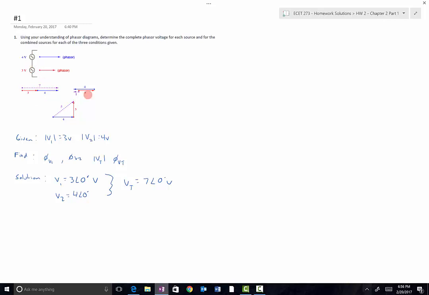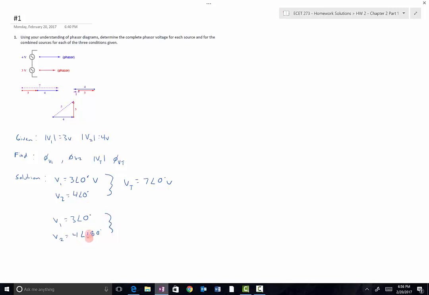Move to this phasor diagram here. We see that V1 again is equal to 3 at angle 0 degrees, but this time we have V2 pointing in the opposite direction. Typically we would write that as 4 at angle 180 degrees. You could have also written it as minus 4 at 0 degrees. Both of those are correct.